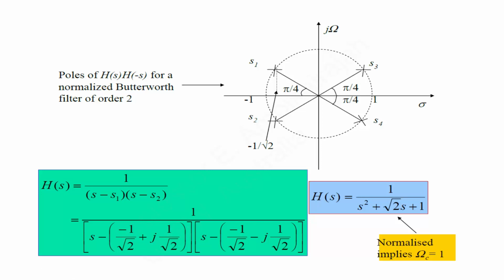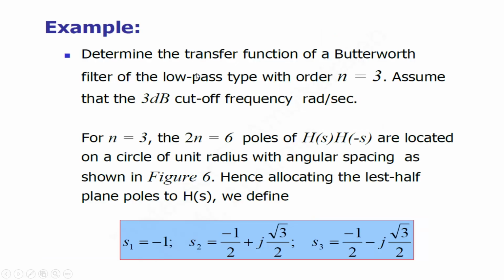So this is the transfer function we have obtained when the value of n is 2. That means the order of the filter is 2. We can know from the transfer function also that the order of the filter is 2, because the highest power of s is 2 here. Therefore, it is a second order filter transfer function. Right. Now let's do one more example.